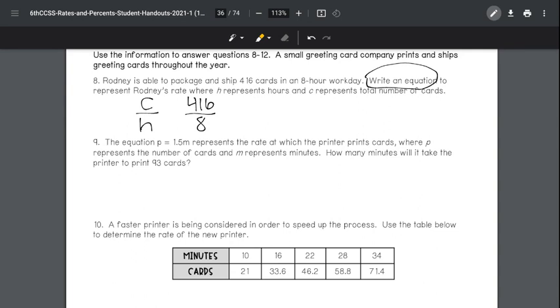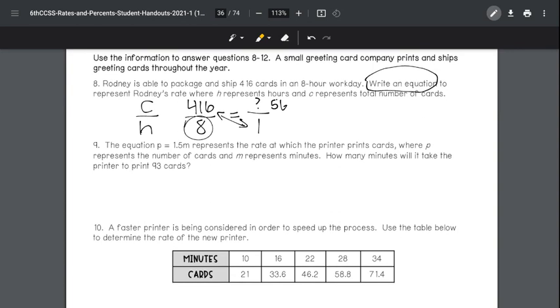You learned that we had to figure out our unit rate to find that number that never changes in order to make our equations. So I have these 416 cards in 8 hours, but how many cards is Rodney making in 1 hour? So cross multiply and divide, and you figure out that he's making 52 cards in 1 hour.